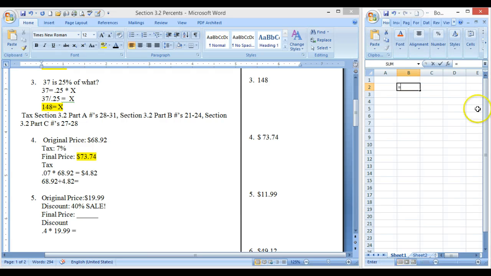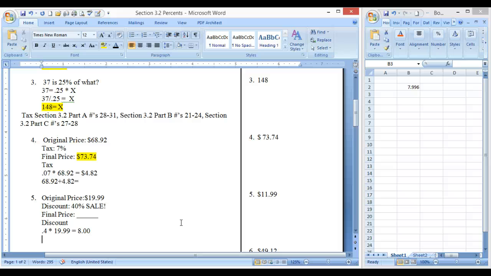On Excel, to make it calculate like a calculator, put equals 0.4 times 19.99 gives me, rounding that to the nearest penny, the 6 rounds up the 9 to a 0 or a 10, which rounds this up to a 10 and rounds that up to an 8. So it's $8 that we will subtract for the sale price.